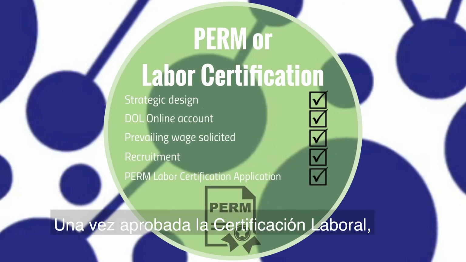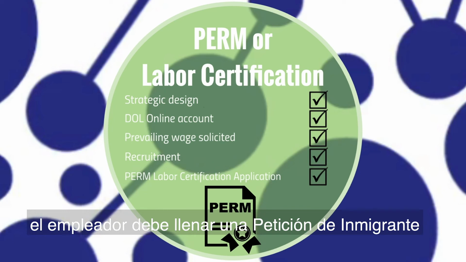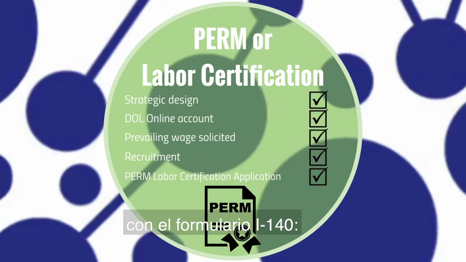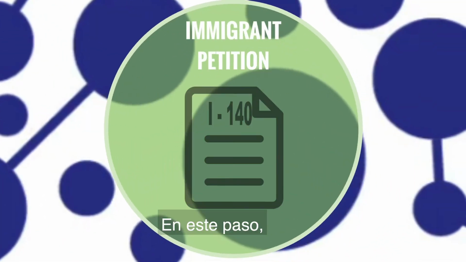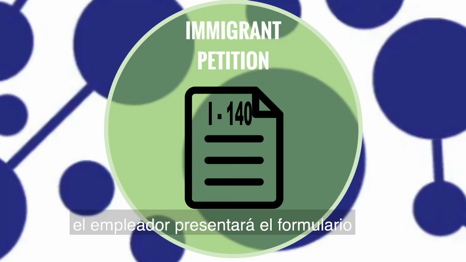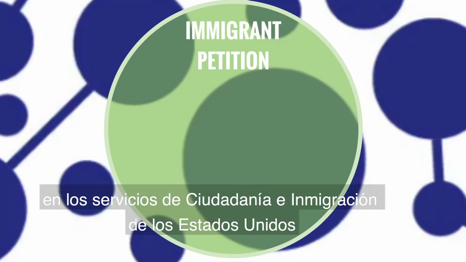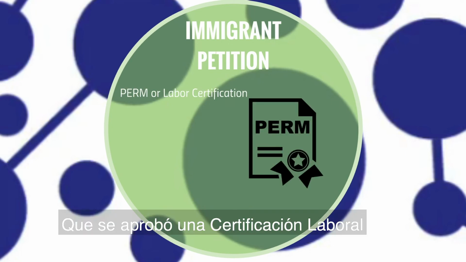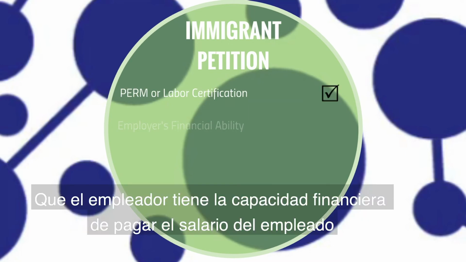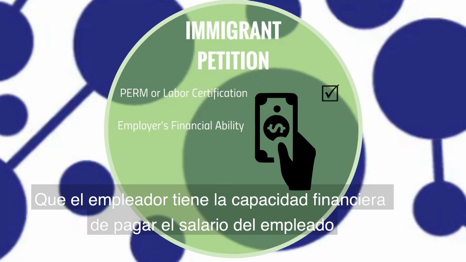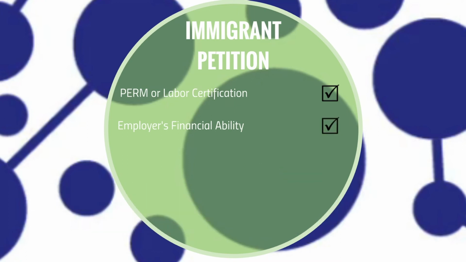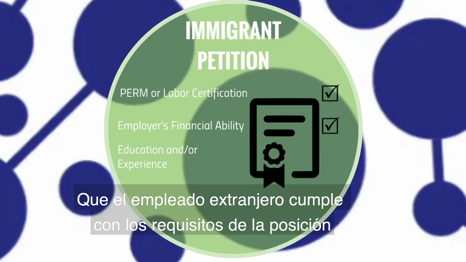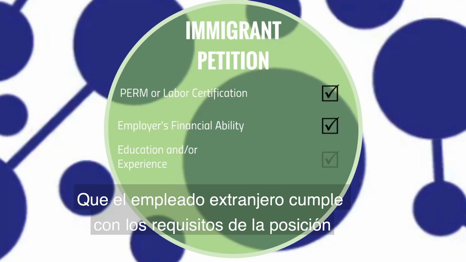Once the labor certification is approved, then the employer must fill out an immigrant petition on Form I-140. In this step, the employer will file the form with the U.S. Citizenship and Immigration Services to demonstrate that a labor certification was approved, that the employer has the financial ability to pay the employee's salary, that the foreign employee complies with the requirement of the position.